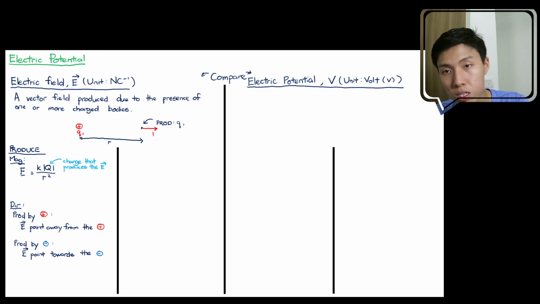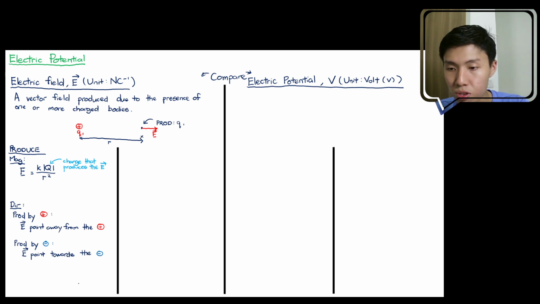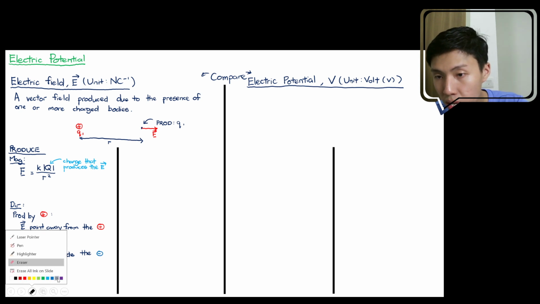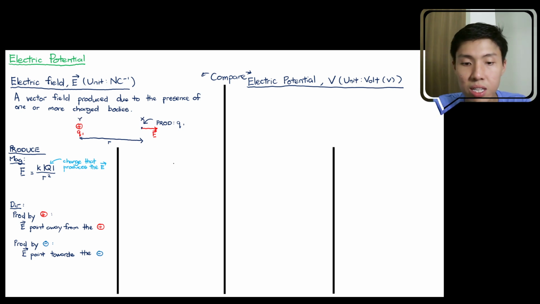Okay, I'm going to call this electric field at, let's call this point X maybe. Electric field at point X, not a nice place to place the X. Electric field produced at point X. This one is called point Y. Okay, so this is the electric field produced at point X by Q1.